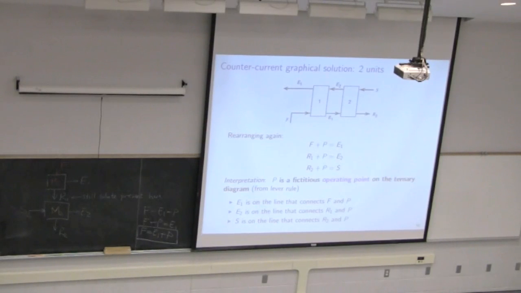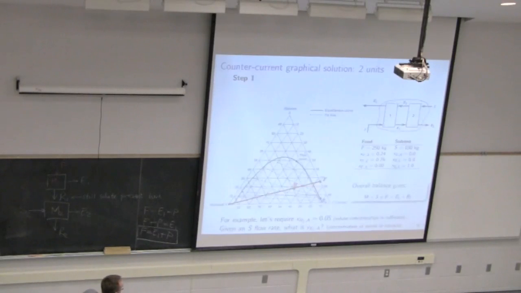I can then use the lever rule to find every one of these points. I know F, I can find E1, I can then find P. Or given P and E1, I can find F. So any combination of them, I can find the third entry. The key point is that all three points will be on a straight line that connects. And what we're going to find a little bit unusual is that that connecting point is not inside the diagram. It's in fact outside the diagram. But the interpretation works just the same. So let's take a look at how we do that.